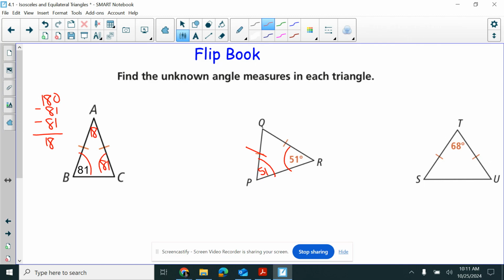In this third example, they don't give me one of the congruent angles, but I know that angle S and angle U would have to be the same. So if I have the top angle, I could do 180 minus 68. That gives me 112. So those two angles would have to add up to 112. Because they're congruent, I could do 112 divided by 2 and find out that both of those angles would have to be 56, because 56 plus 56 equals 112.